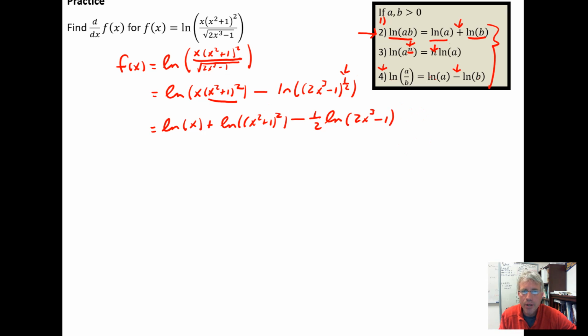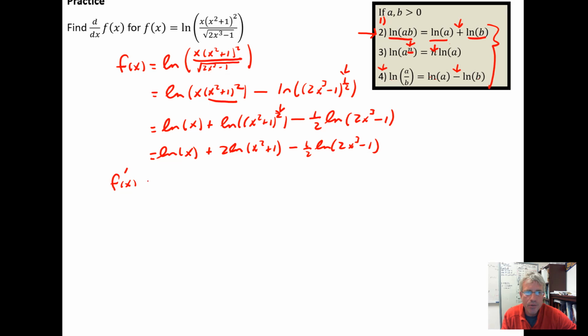And then right here I have an (x squared plus 1) squared. So this exponent, just like I did here, can be written in front of the logarithm. So I get the natural log of x plus 2 times the natural log of x squared plus 1 minus 1/2 the natural log of 2x cubed minus 1. And now I can go ahead and take the derivative.